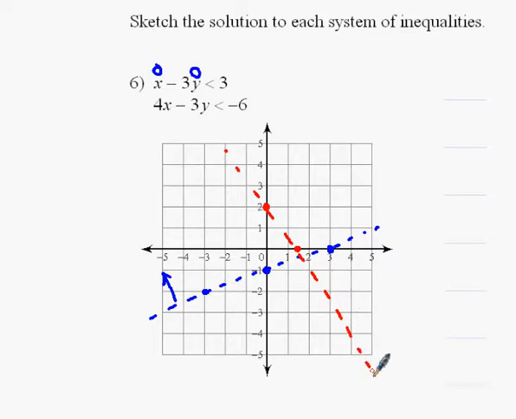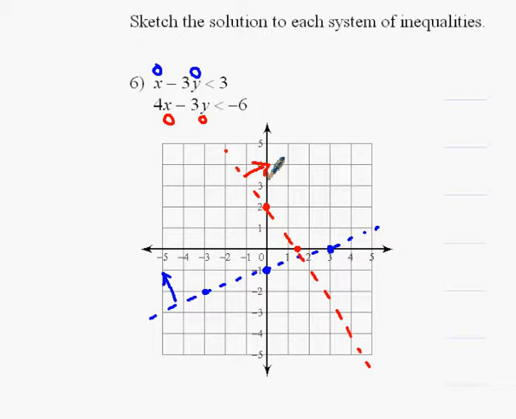And which way will that be shaded? If I put 0 in for x and 0 in for y, I would get the statement 0 minus 0 is less than negative 6. Well, that's not true. 0 minus 0 is 0, and that's not less than negative 6. So for the red line, I'd best not be shading towards 0, 0. It doesn't work. So I'll shade away from 0, 0.